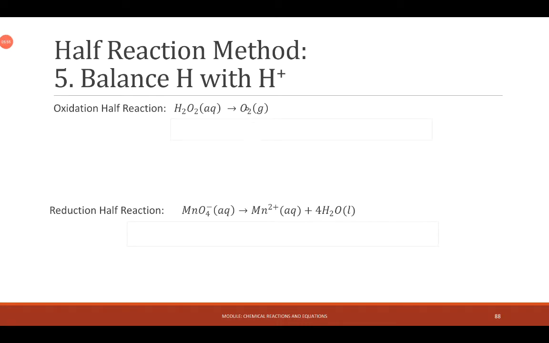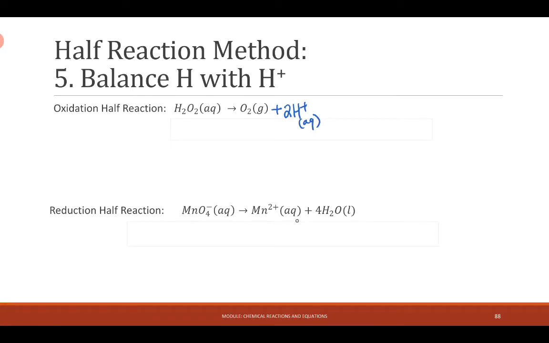The next step for our half reaction method is to balance the hydrogens with H+ ions. So if I count the hydrogens here, I have 2 hydrogens on the reactant side. I have 0 hydrogens on the product side. And so that means I need to add 2 H+ ions, aqueous, to the product side so that I am balanced.